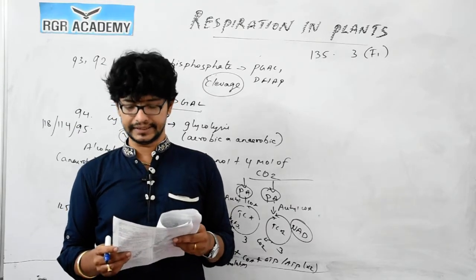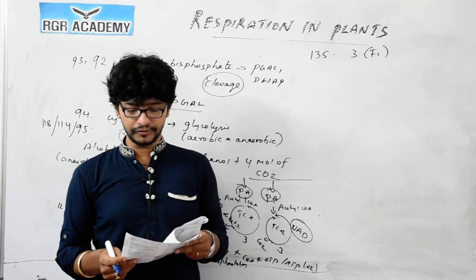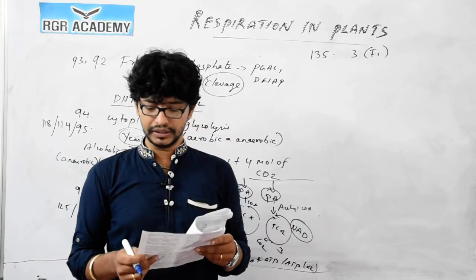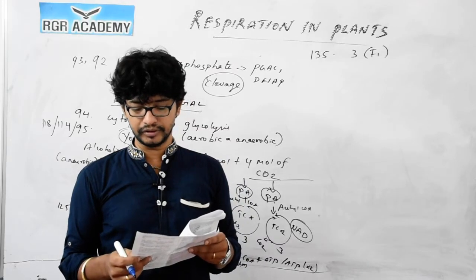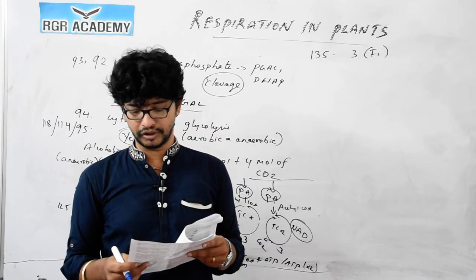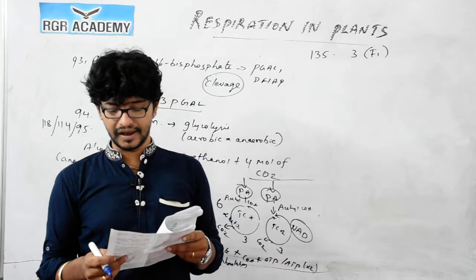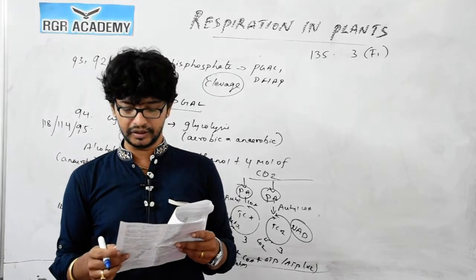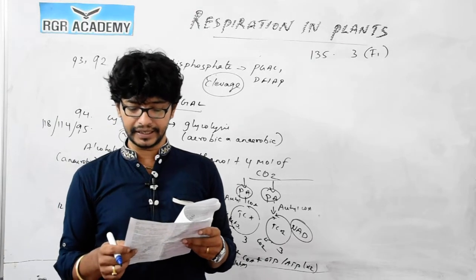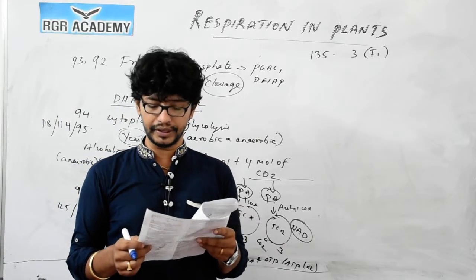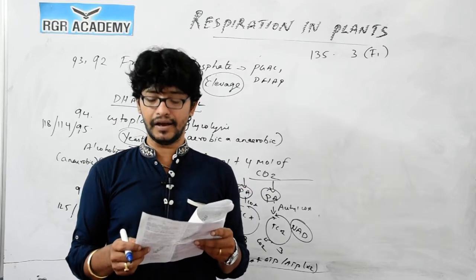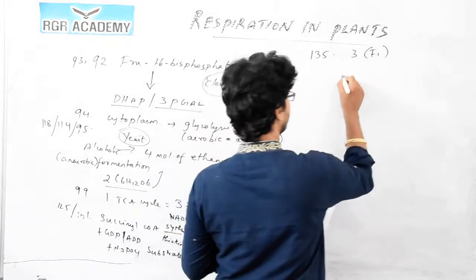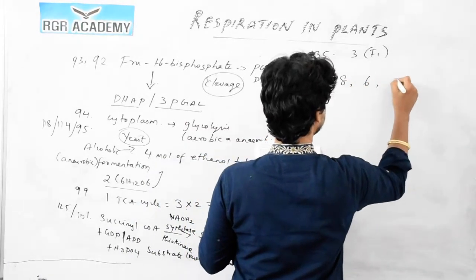Question number 137, out of 38 molecules of ATP produced upon aerobic respiration of glucose, the breakup in ATP production in glycolysis P, pyruvate to acetyl-CoA formation Q, and Krebs cycle R is as follows. So, for the ATP production in glycolysis you could see 8, then Q, that is acetyl-CoA, is 6, and R, the Krebs cycle, is 24. So, 8, 6, 24.